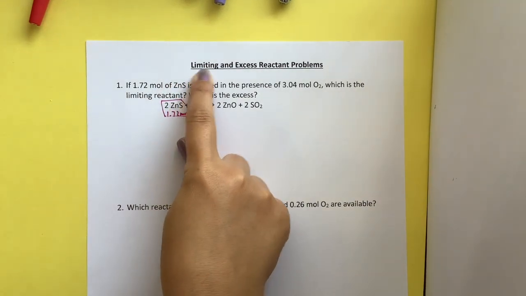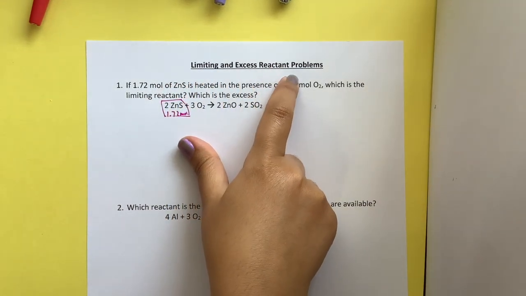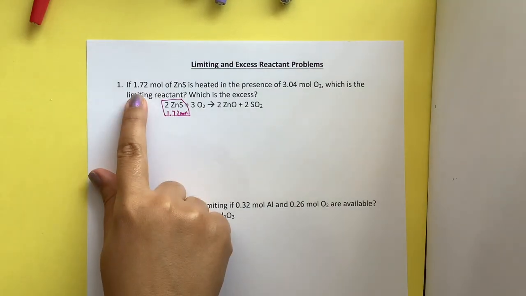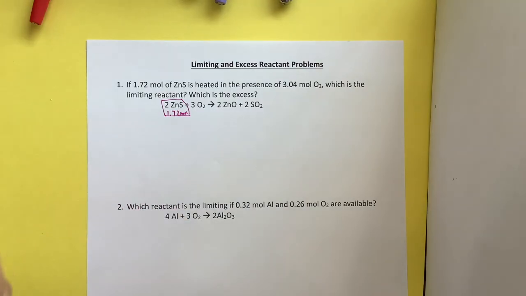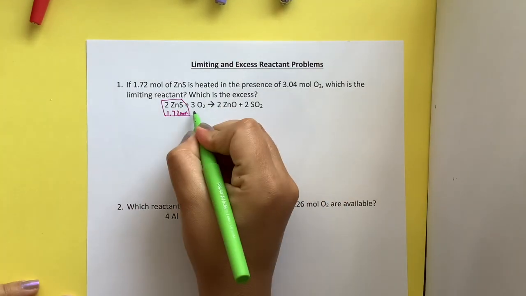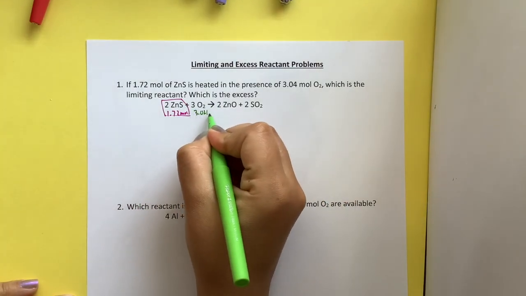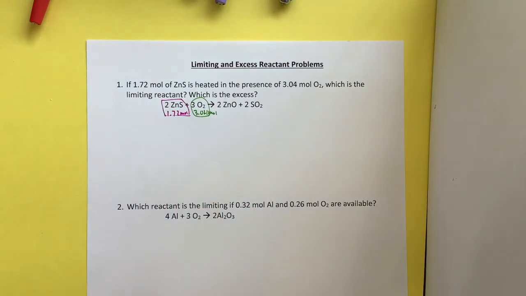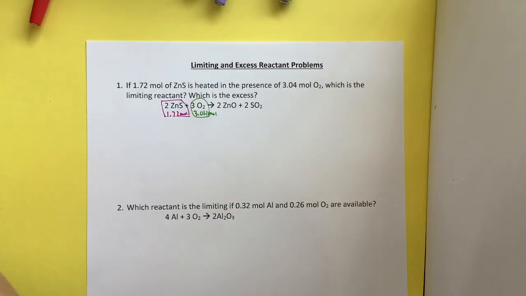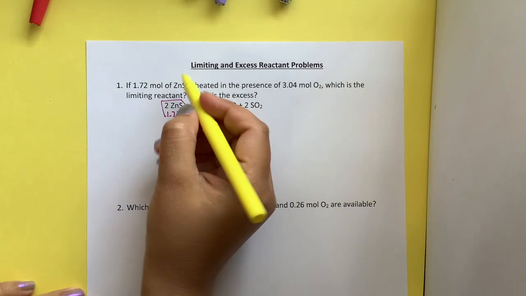So, going over the limiting and excess reactant problems from last week. Number 1. If 1.72 moles of zinc sulfide is heated in the presence of 3.04 moles of oxygen, which is the limiting reactant and which is the excess reactant? Okay, so for this type of problem, they're asking me for the limiting reactant.